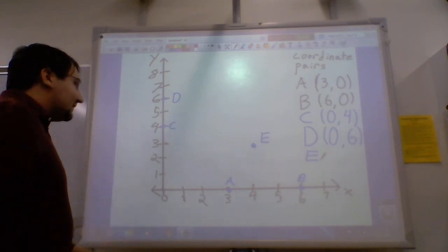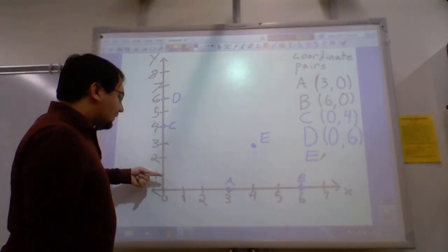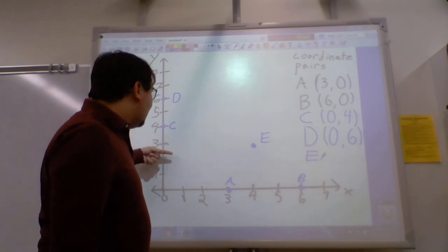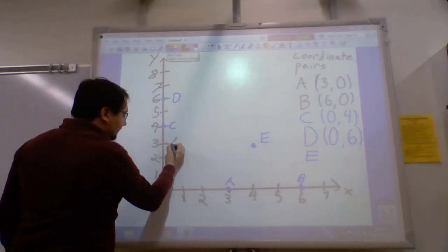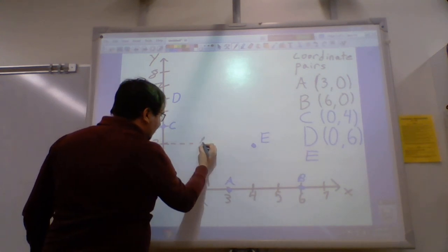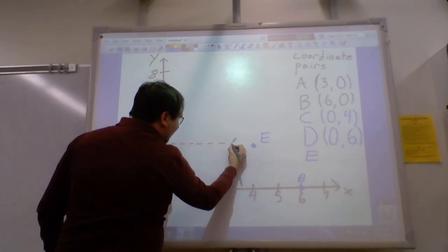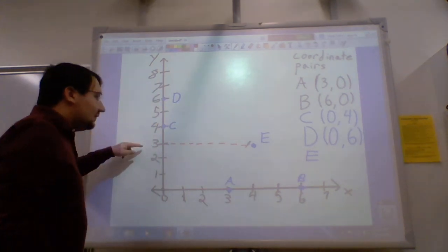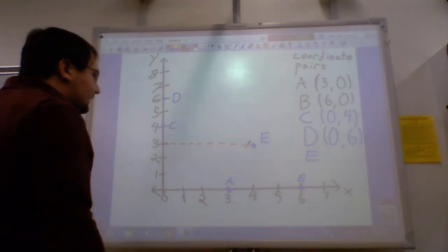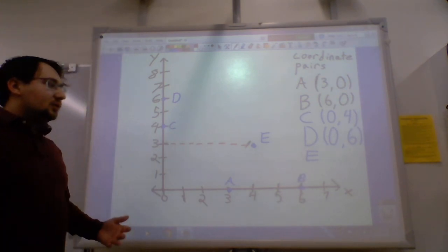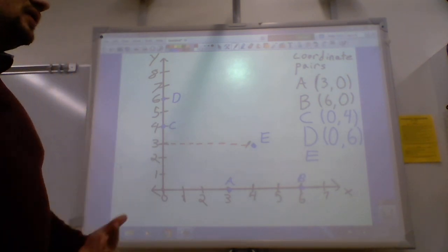So let's see where it is on the Y line over here. Well, it's not on 1. Well, it's not on 2. It's going to be all the way over here at 3. So, okay, well, it's over here at 3. So that means I put 3 first, right?